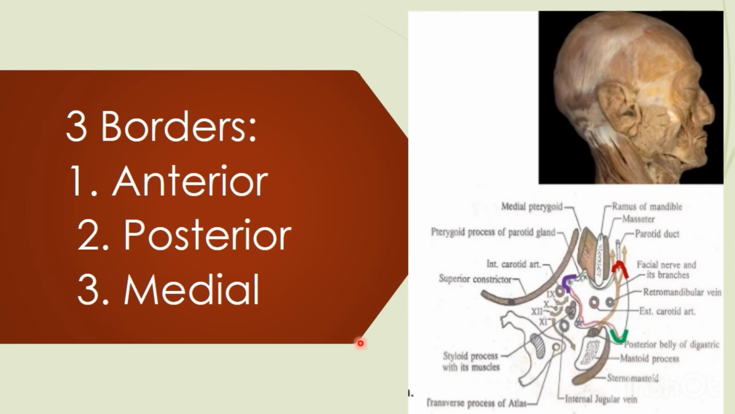As you can see in this picture, this is the anterior border. This is the medial border and this is the posterior border of the parotid gland. This is the horizontal section of the parotid gland taken.